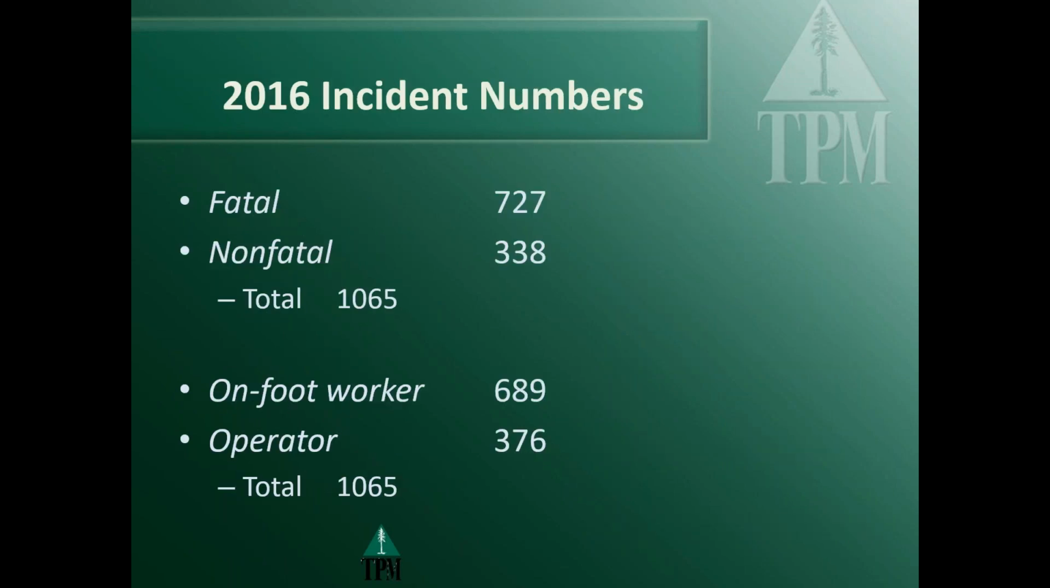And just to pull up the most recent numbers, in 2016 we had 1,065 serious incidents with heavy equipment, and almost 2/3 of those were fatal. And we had 338 that were non-fatal. But what really surprised me is that the majority were just people on the ground. They were not the operators that were getting hurt. You had some where the operators are getting hurt, but the vast majority was the person on the ground.